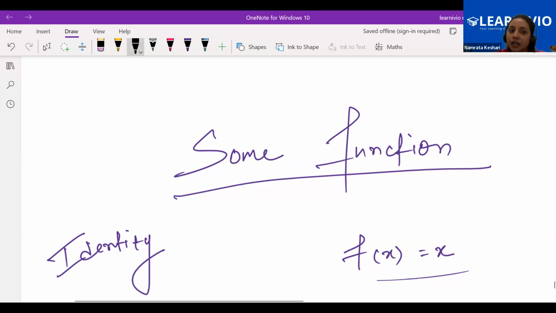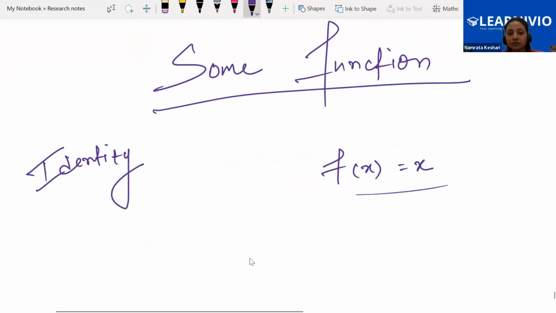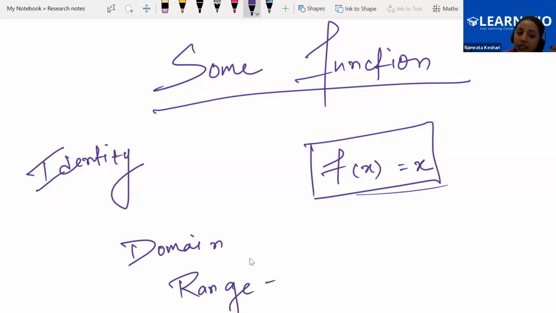So let's continue with the identity function. This function, where f of x is equal to x, is called the identity function. The name of this function is identity function. What will be the domain, what will be the range, and what will be the graph? These are the three things we are going to discuss over here for every function. So can you tell me what will be the domain of this identity function?